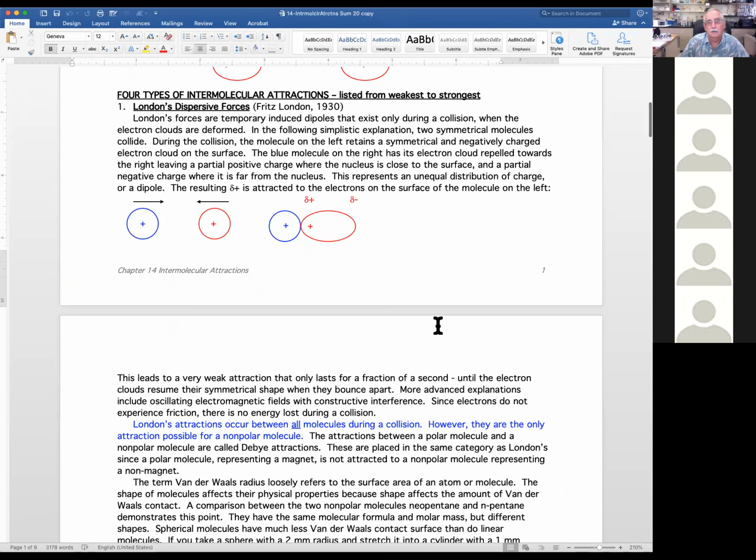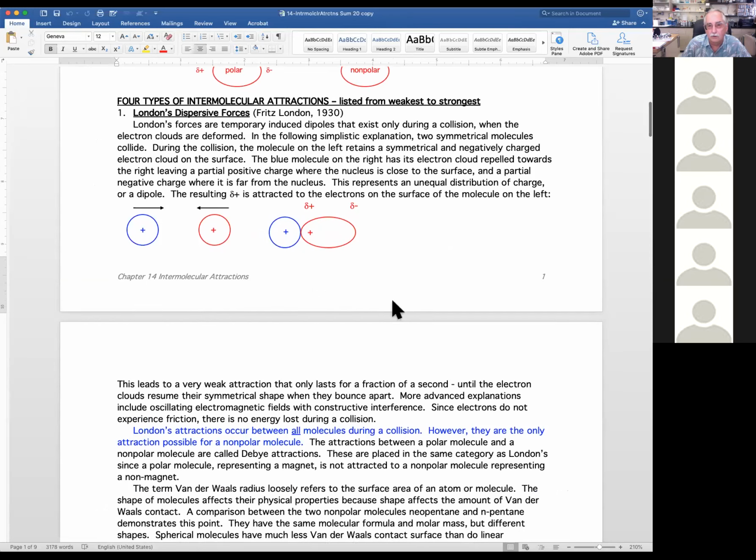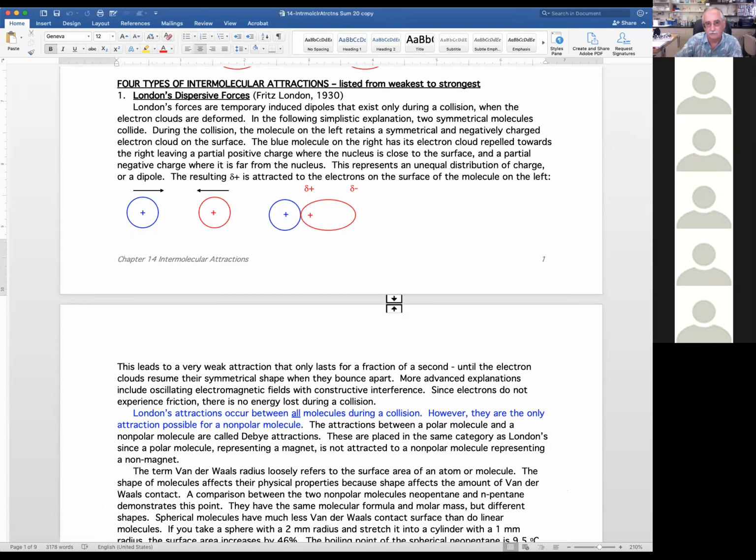So we kind of talked about what intermolecular attractions were. Now we'll go through the four major ones, listed from weakest to strongest. The very weakest are called London dispersion forces. I just call them London's. Sometimes they're mistakenly called van der Waals, but van der Waals really refers to all of these intermolecular attractions.